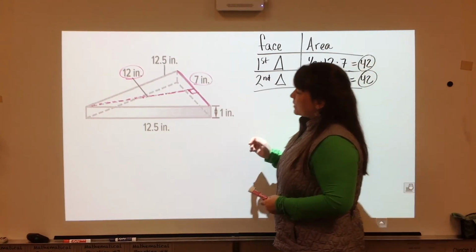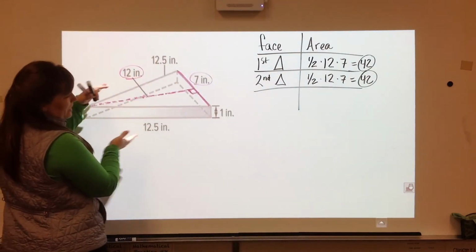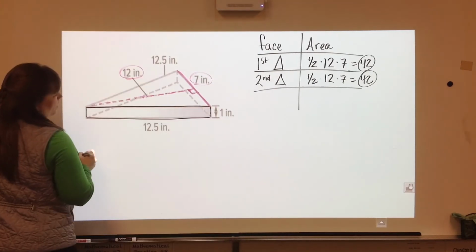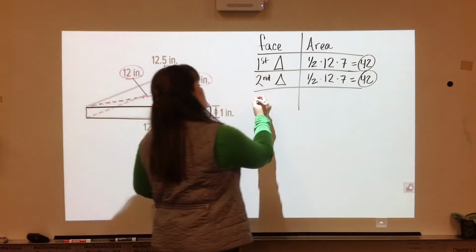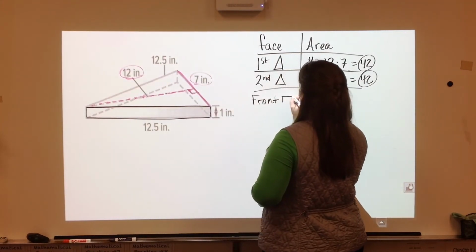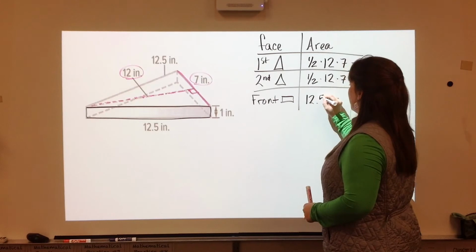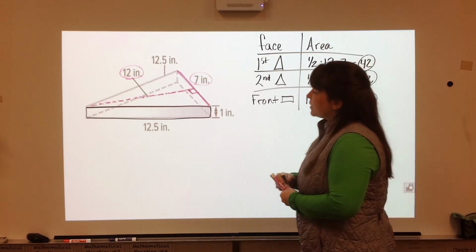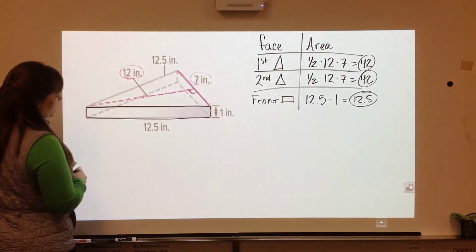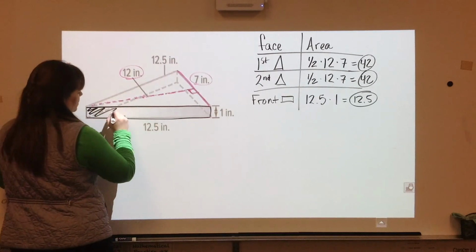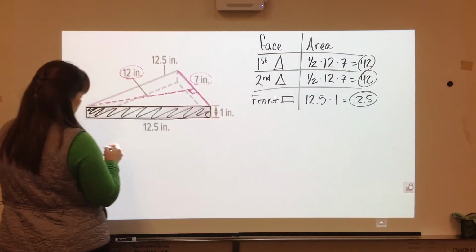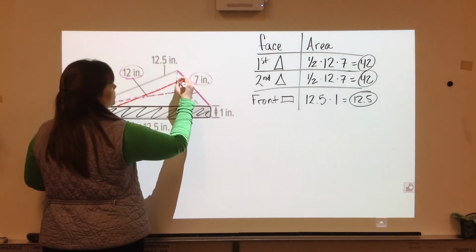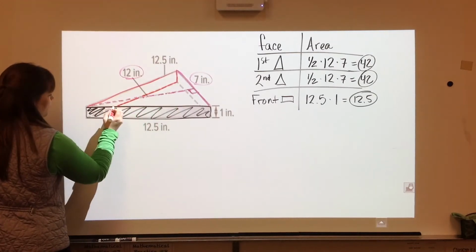Now I'm noticing that these two parts, it's almost like a pizza box. These two rectangles right here is the front. And it's going to have dimensions, I'm going to call it the front rectangle, of 12.5 and 1, which is just 12.5. The cool thing though is that this is an isosceles triangle, so this one that's in the front is going to be the same exact one back here.